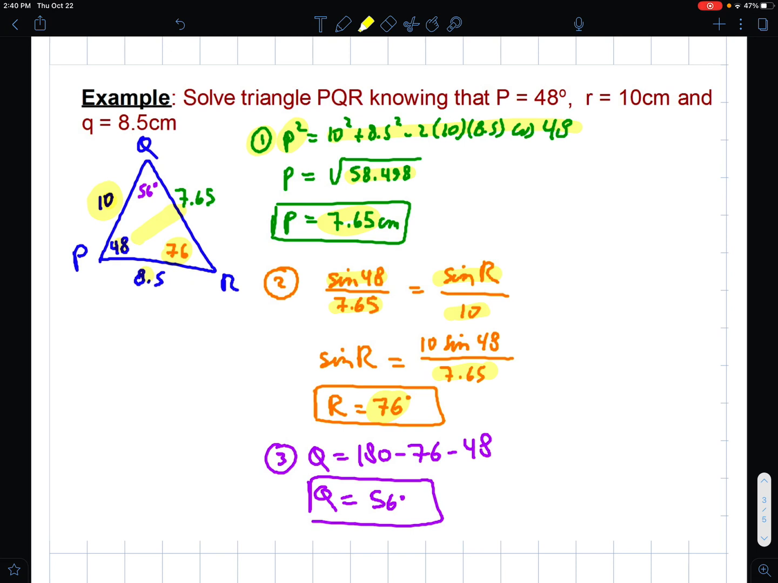I got the value. Now lastly, I still have opposite side, opposite angle, so I could use sine law again, but why would I bother? For my last one, I already know that I can just do the 180 minus, and I get my answer Q. Hopefully that's what you got.